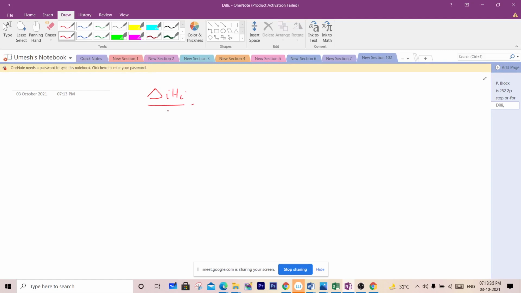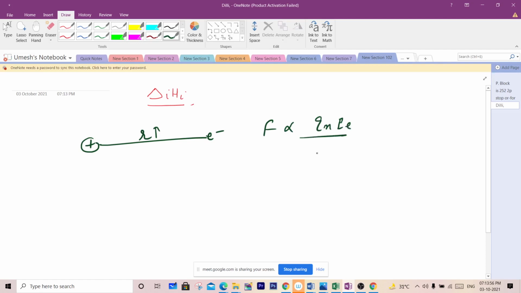What is the enthalpy of ionization? Energy required to remove an electron, to eject out an electron. As you go down the group, the atomic size increases. As the radius increases, the attraction between the nucleus and the electron will decrease. Removal will become easy. And that is why, as we go down the group, the enthalpy of ionization decreases.